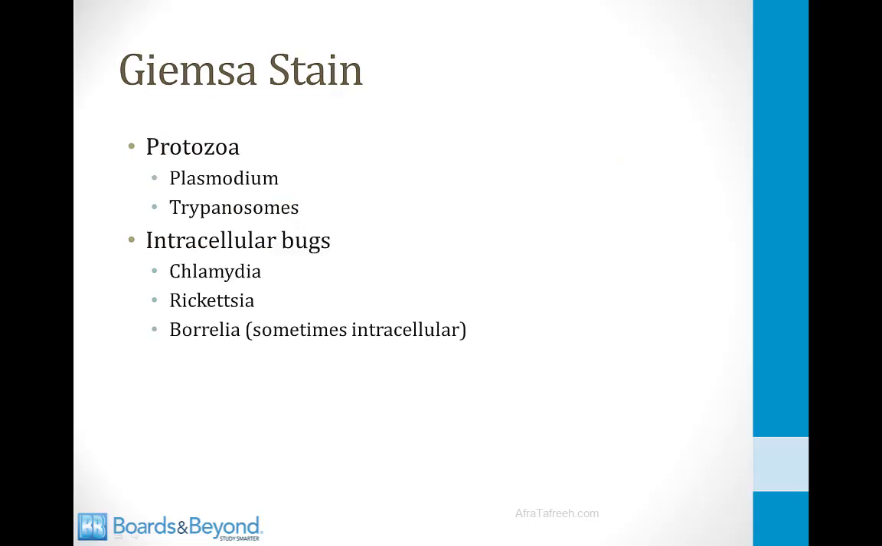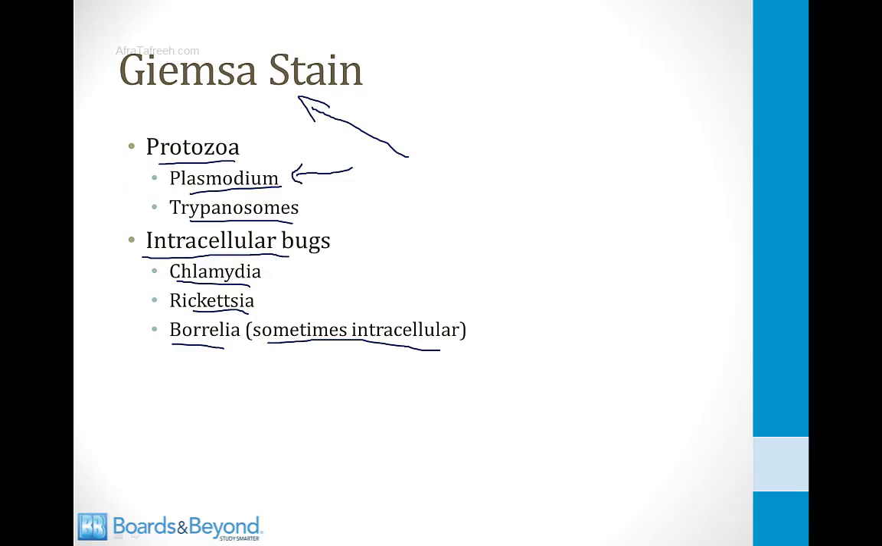From an infectious disease standpoint, though, you can just remember that the Giemsa stain is used for protozoa like Plasmodium and trypanosomes, like the organisms that cause Chagas disease and sleeping sickness. And it's used for some intracellular bugs like chlamydia and rickettsia and borrelia, which sometimes is an intracellular bug. And you can just remember that it goes inside cells. It's a useful stain to get inside of cells. So Plasmodium lives inside cells. So do chlamydia and rickettsia. And that's the way I always keep straight the utility of the Giemsa stain.